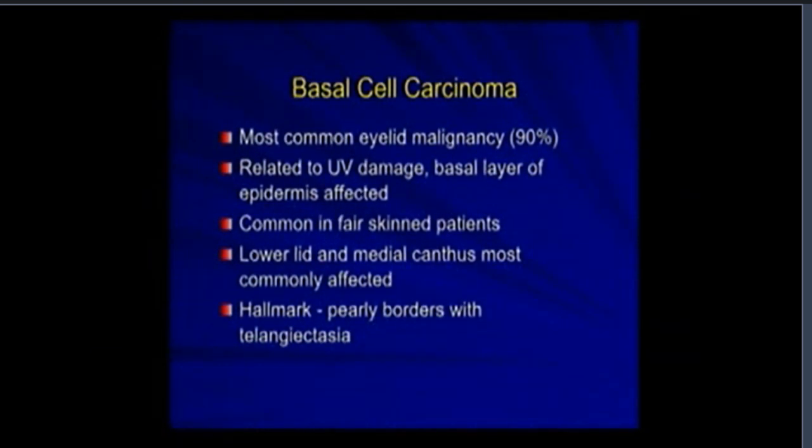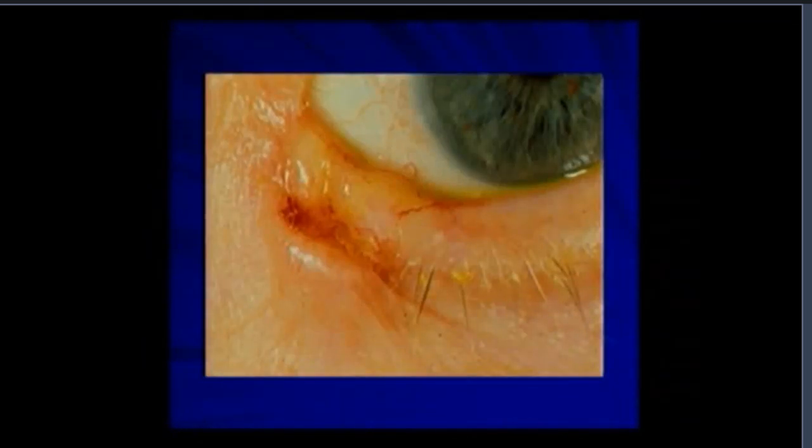It's well known to be associated with UV light damage, especially to the basal layer of the skin. And it's very common in white skin. The lower eyelid and medial canthus are most commonly affected because they are exposed more to sunlight. And as we mentioned before, the pearly borders with telangiectasia are one of the hallmarks of this disease. This is a typical feature. You see it in white skin.